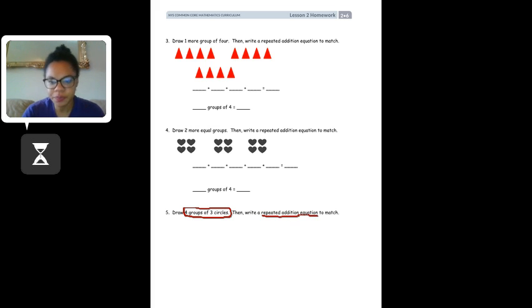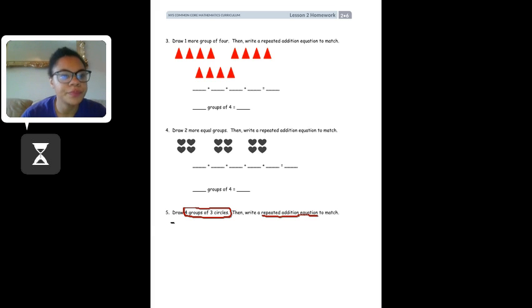So what I'm going to do is I'm going to get the black pencil, and make sure it doesn't fade. So I'm going to take the fade off, and I'm going to draw 4 groups of 3 circles. So I know that I'm going to have 4 different groups. So I'm going to draw 4 black circles to represent each group that I have.